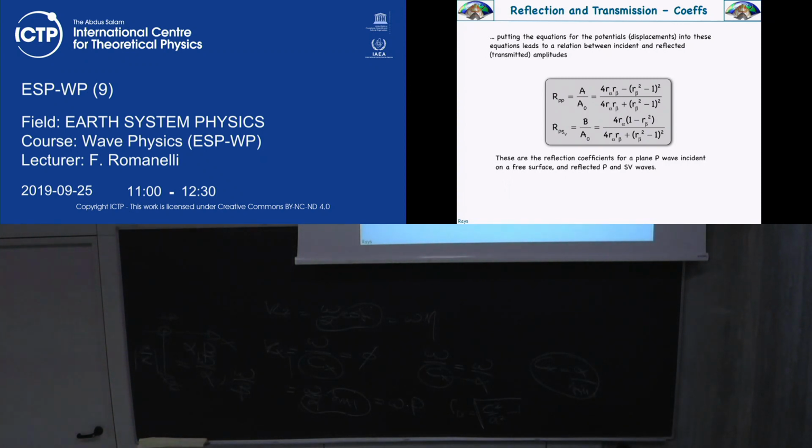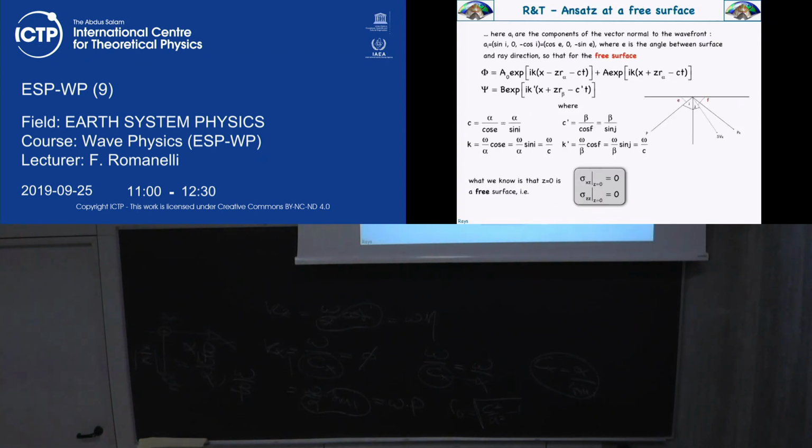Now, what should we do? We should solve this problem for all the possibilities. What if we have an SV incoming? What we should do was to write this expression using an S incoming, an S reflected, and possibly a P reflected. Yes, it's working.